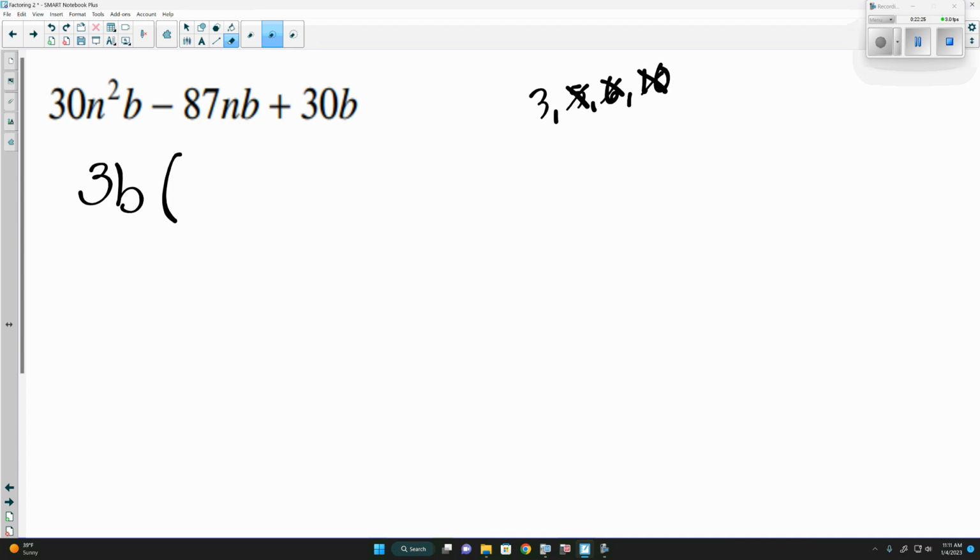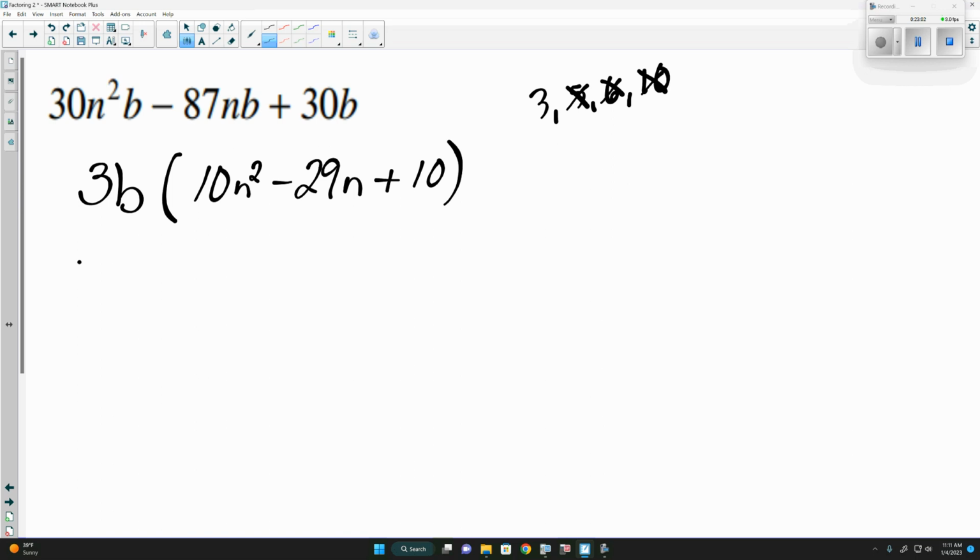And if we divide 30 by 3, we get 10. We still have the n squared, but the b simplifies out completely. Minus 29. 87 divided by 3 is 29. n, the b simplifies out completely. Plus 10. 30 divided by 3 is 10. b divided by b is 1. So we're just left with 10. Any questions on this so far?